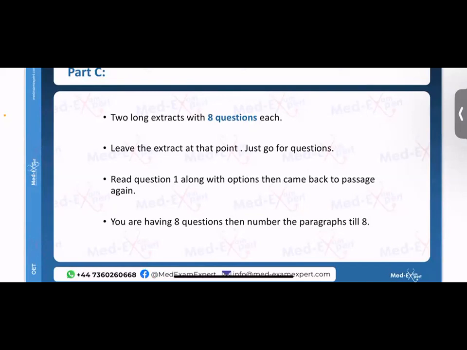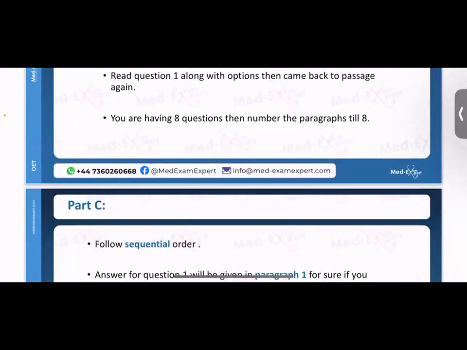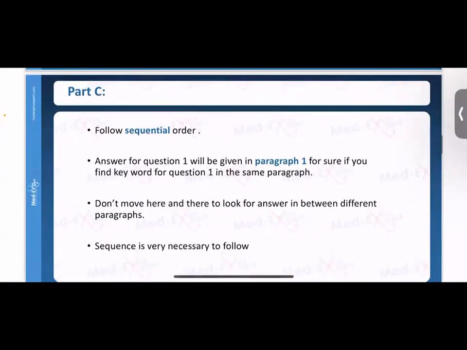And what you have to do is, you have to number the paragraphs. If the extract has 9 or 10 paragraphs, you have to number them, like paragraph number 1, paragraph number 2, paragraph number 3. So this is a very useful tip. I'm going to tell you what would be the advantage of this. Follow sequential order. Okay. The answer for question 1 will be given in paragraph 1 for sure, if you find the keyword for question 1 in the same paragraph.